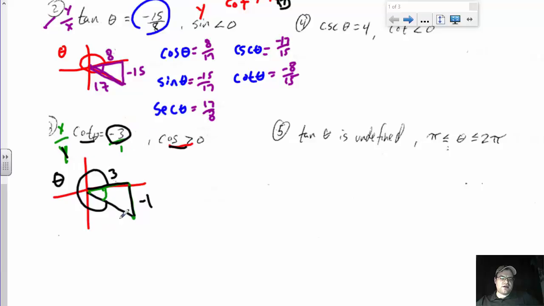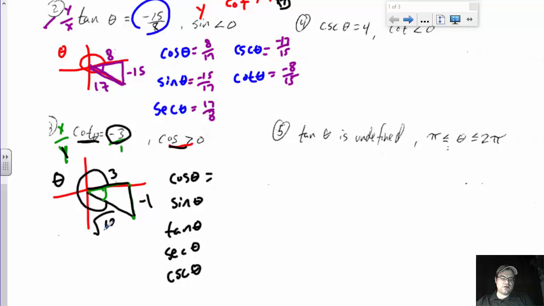Now we have to find this missing side, so we'll use the Pythagorean Theorem. 3 squared plus negative 1 squared is equal to this side squared. 3 squared is 9, negative 1 squared is 1, 9 and 1 make 10, so this will be the square root of 10. So now I can go ahead and list all the trig functions. I know cosine, sine, tangent, secant, cosecant. I don't need to find cotangent because they give it to me right here.